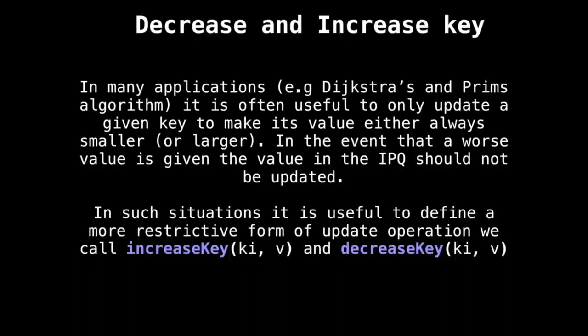In many applications, such as Dijkstra's or Prim's algorithm, it's often useful to be able to update a given key to make its value either always smaller or always larger. In the event that a worse value is given to the index priority queue, it should not be updated. In such situations, it is often useful to define a more restrictive form of update operation called increase key or decrease key respectively, depending on whether you want to increase the value associated with a key, or always try and decrease the value associated with a key.